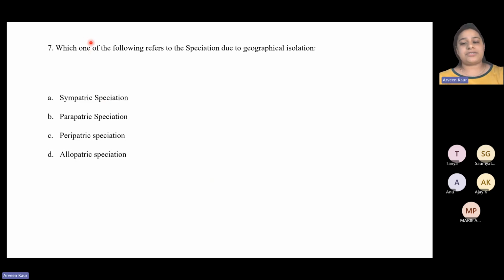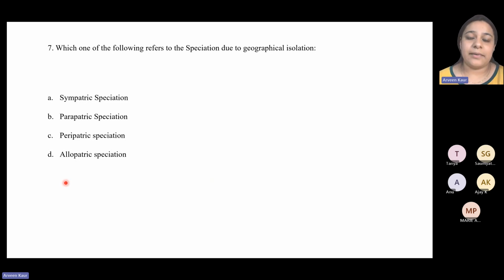Then this particular question came, wherein I was explaining why understanding very minute statements is important, right? This question asks, which one of the following refers to speciation due to geographical isolation? Is it sympatric speciation, parapatric speciation, peripatric speciation, or allopatric speciation? Speciation is a concept that was briefly talked about in the course, so we will discuss this particular concept today.